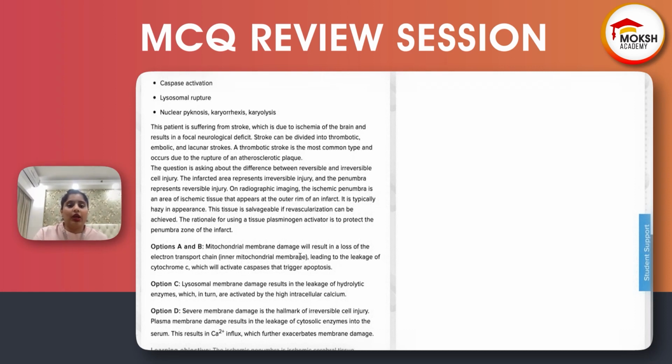Okay, now coming back to the question here. So at the outer rim of an infarct, you have that area of ischemic tissue called the penumbra. This is hazy in appearance. It's closer to your blood supply as well. So the tissue is salvageable if revascularization is achieved. That is why we say stroke is a golden period, come fast, right? Now, the rationale of using tissue plasminogen activator, your alteplase and so on, is to protect this penumbra zone. If we can salvage it, we'll salvage it. So we can avoid the FND, the focal neurological deficit, that is associated with that area of infarct.